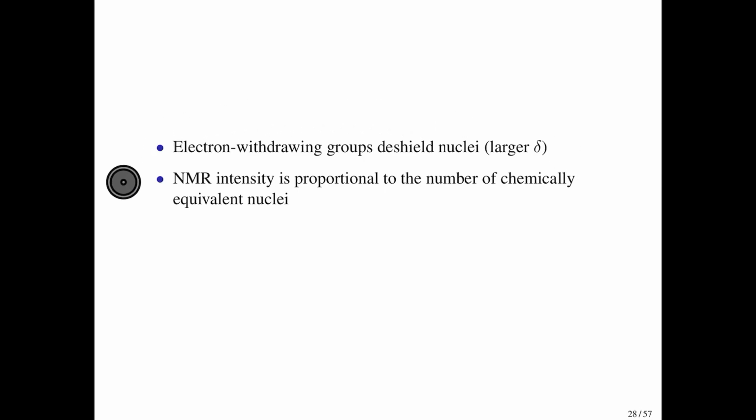Another primary rule in NMR is that the overall intensity of an NMR resonance is proportional to the number of chemically equivalent nuclei. So if you have, let's say, a methyl group, you've got 3 hydrogen atoms in the methyl group. They're all chemically equivalent, that is, they're in the same chemical environment. They will each contribute to the resonance, and so you'll get a resonance that's 3 times larger than you would for just a hydrogen atom by itself.